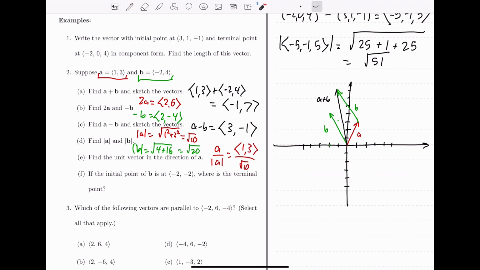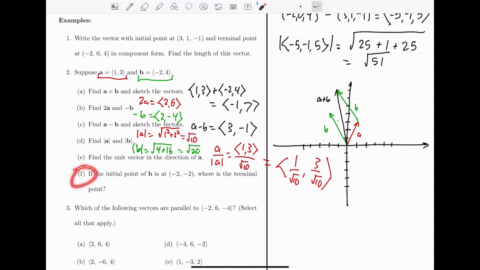So I'm going to divide each component by the square root of 10, and the unit vector in the same direction as a is just 1 divided by the square root of 10, 3 divided by the square root of 10. If we find the magnitude of this vector, we'll discover that that magnitude is 1. We know that it's parallel to the original vector a because it's a scalar multiple of a. So here is the unit vector in the direction of the vector a.